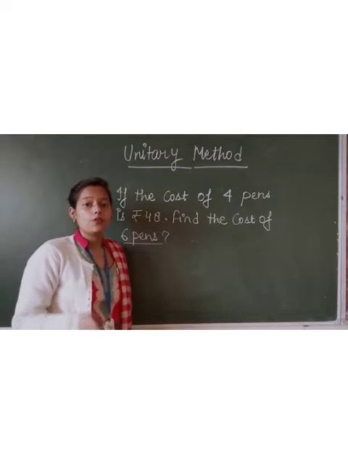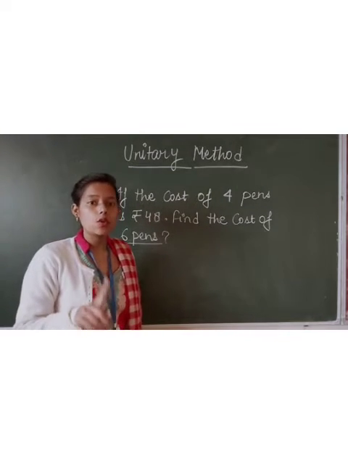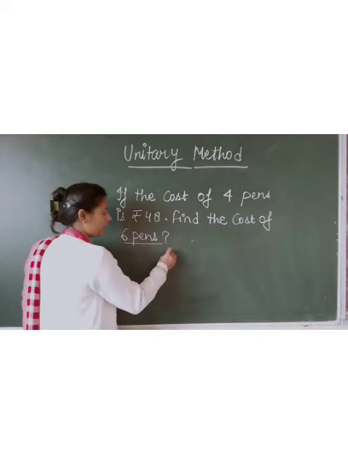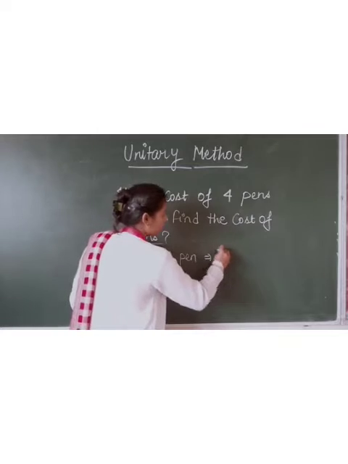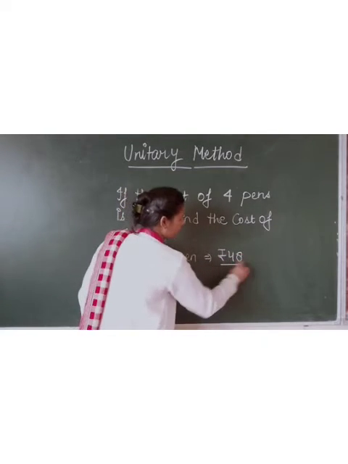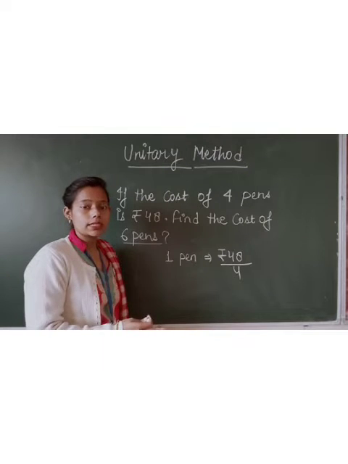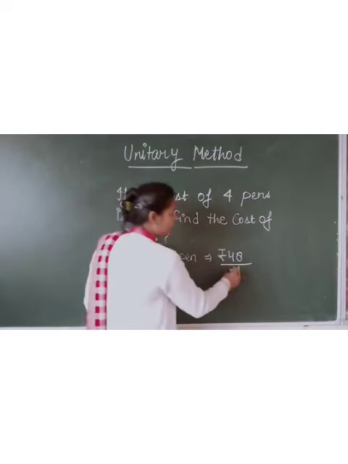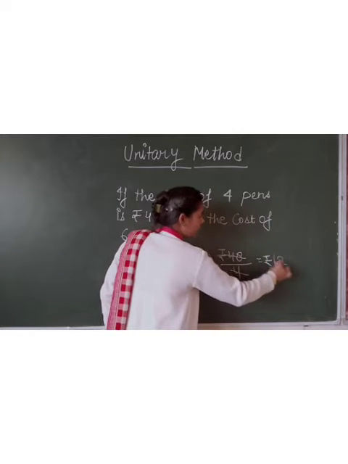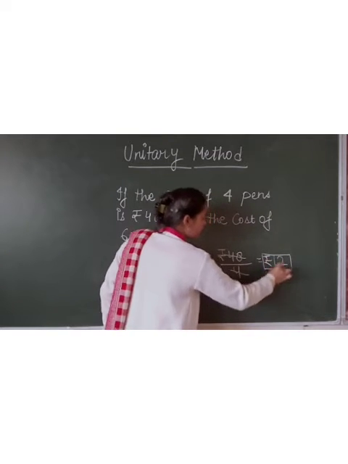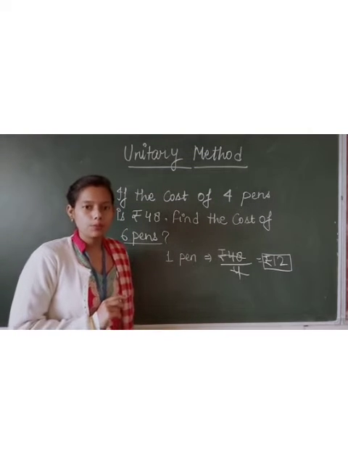So class, first we have to divide, and by dividing we find out the price of 1 pen. So what is the price of 1 pen? We divide 48 rupees by the quantity, which is 4. The cost of 4 pens is 48. Then we divide it. 4 ones are 4 and 4 twos are 8, so 12 rupees. So class, we came to know that the price of 1 pen is 12 rupees.